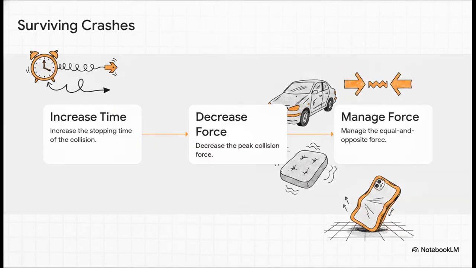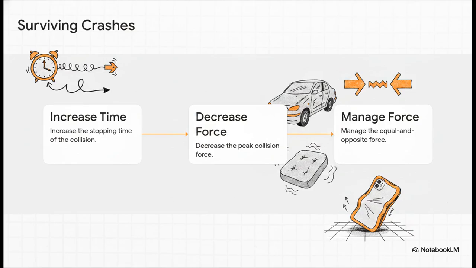Crazy, right? Since we can never ever change that equal and opposite force rule, we have to engineer around it. So how do we actually survive crashes? Number 1, increase stopping time. Number 2, decrease peak collision force. And number 3, manage that equal and opposite force.